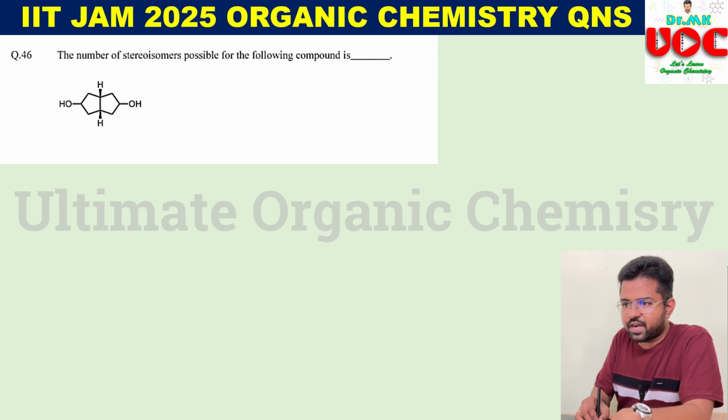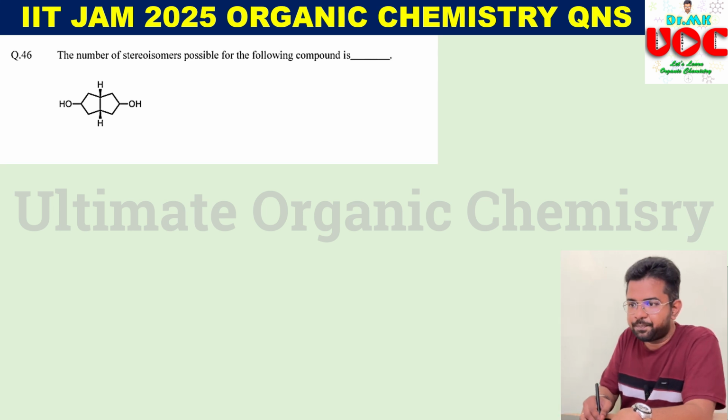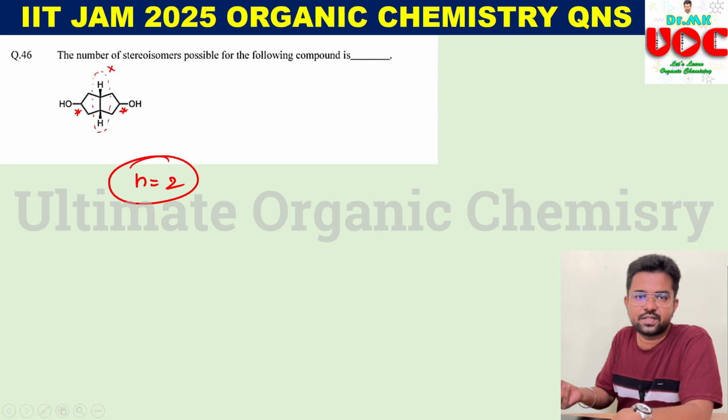Next question. The number of stereoisomers possible for the given compound is? So you need to find out the chiral centers. If you look at this molecule, the stereochemistry of these two hydrogens is already given, so you should not consider these as chiral centers. So this is a chiral center. This can be a chiral center. That means stereocenter. These two can be considered as stereocenters. So n value is 2. The number of stereocenters is 2.